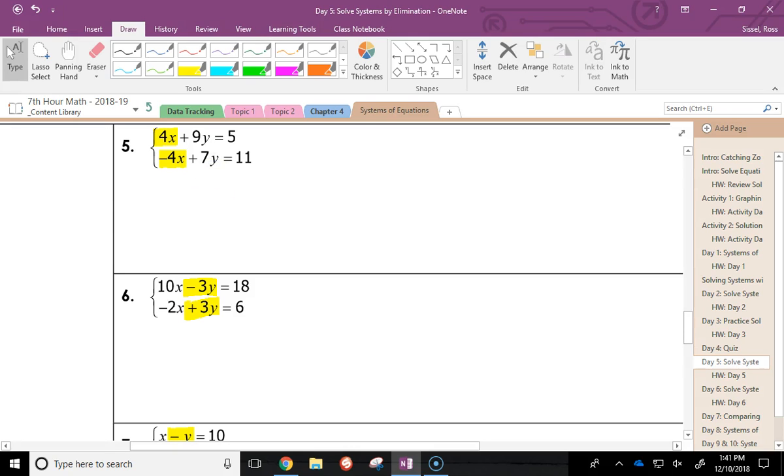So, if I was you, I would underline or circle whichever variable you are going to be looking at that has the same coefficient. And on this one, because they are opposite values, positive 4x, negative 4x, I do not have to do the times by -1. If it's opposites, you just go ahead and add your two equations, because your 4x and negative 4x would cancel out. And I'd have 16y equals 16, y equals 1. And you still substitute and solve for x.